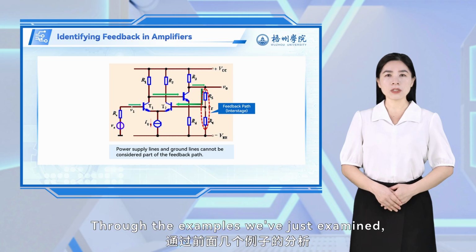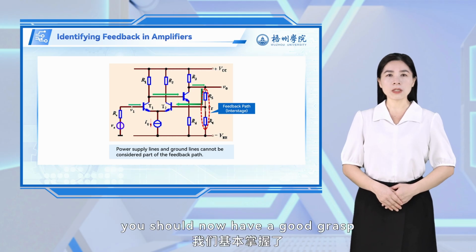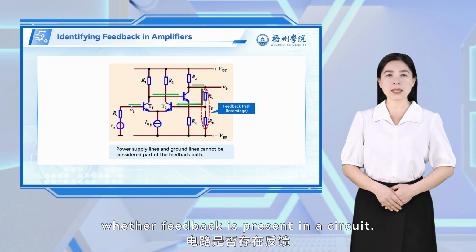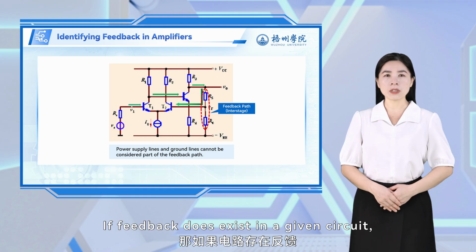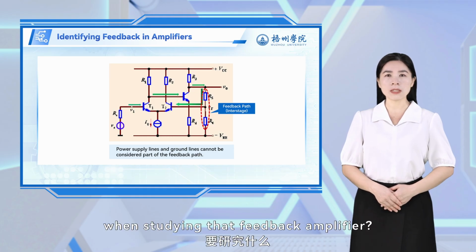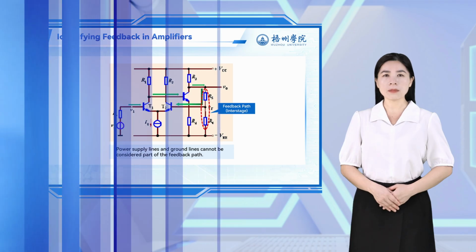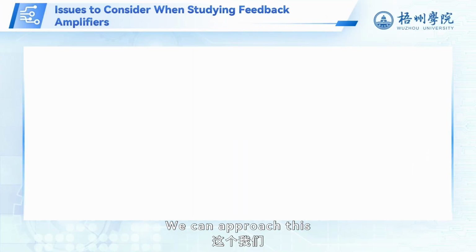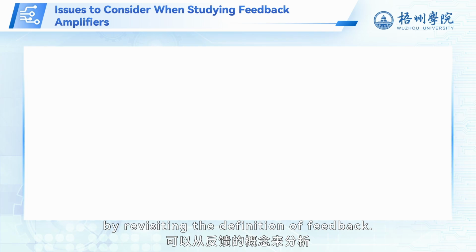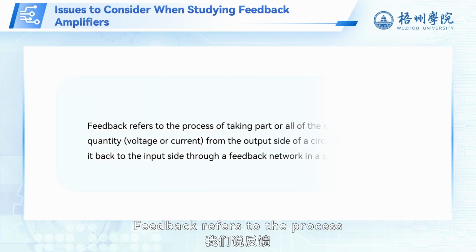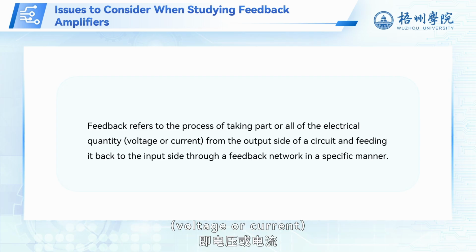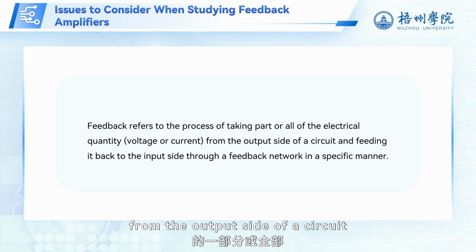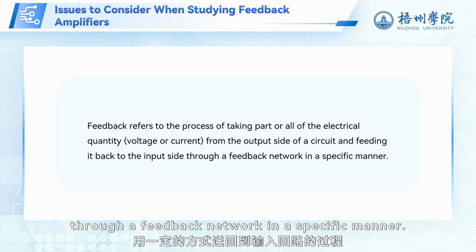Through the examples we've just examined, you should now have a good grasp of how to determine whether feedback is present in a circuit. If feedback does exist in a given circuit, what should we focus on when studying that feedback amplifier? We can approach this by revisiting the definition of feedback. Feedback refers to the process of taking part or all of the electrical quantity, voltage or current, from the output side of a circuit and feeding it back to the input side through a feedback network in a specific manner.